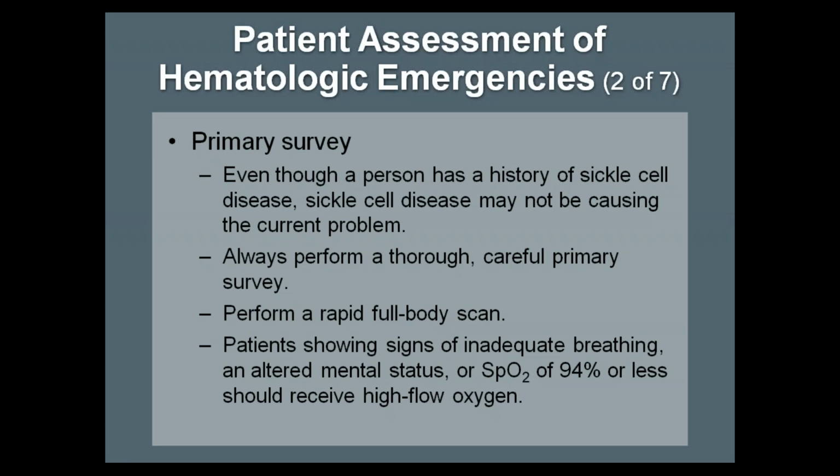Even though a person has a history of sickle cell disease, it may not be the cause of the current problem. They said earlier in the slides that the patient would have angina type chest pain. If you find out they have sickle cell disease, don't just say, well, it must be sickle cell, and walk away. Treat them for their chest pain, take it seriously, because it may not be the cause. Goes without saying.